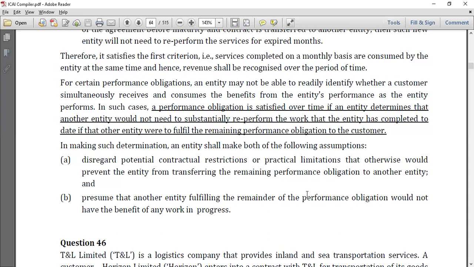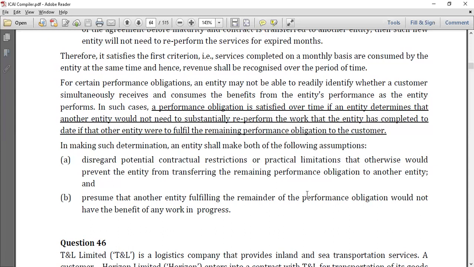So, whenever certain performance obligations are not readily identifiable, you have to check whether the other entity has to reperform the contract or not. If it need not reperform and is doing only the work from where the old entity left, then you can say that the obligation will be satisfied over time. In making such a determination, the entity will make two assumptions. The first assumption is to disregard any potential restrictions or practical limitations that would otherwise prevent the entity from transferring the remaining performance obligation to another entity. And the second one is to presume that the other entity fulfilling the remainder of the performance obligation would not have the benefit of any work in progress.